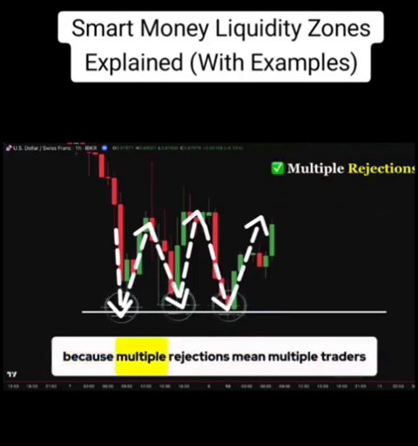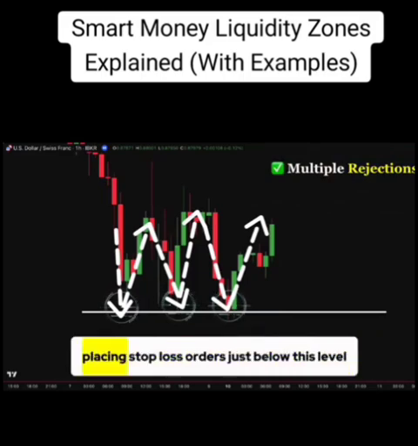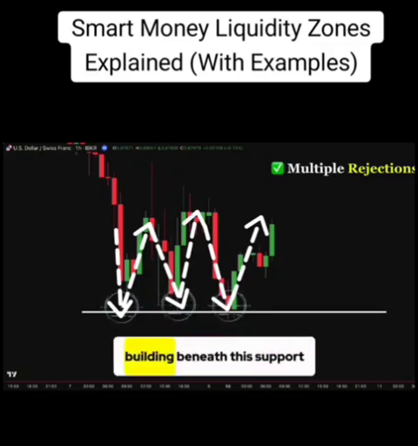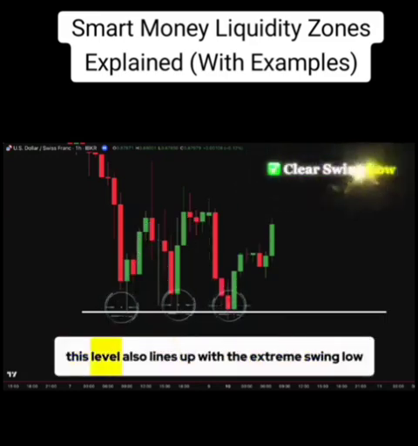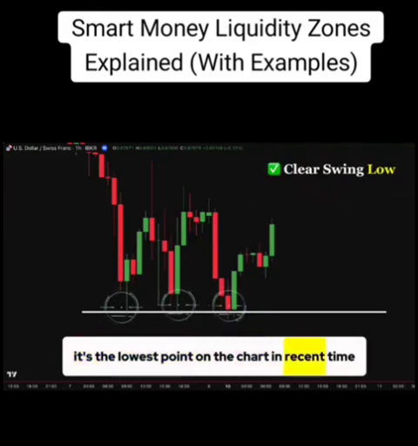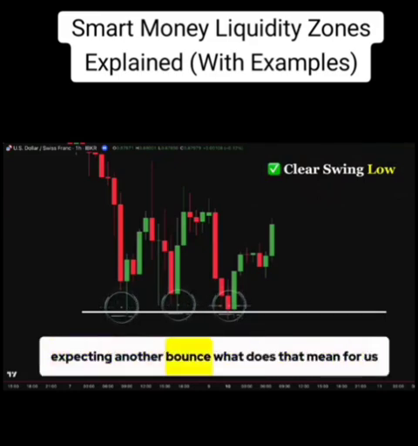Why? Because multiple rejections mean multiple traders placing stop loss orders just below this level, and even limit buy orders stacking up around it. In other words, there's sell-side liquidity building beneath this support. Now let's add in the second trait. This level also lines up with the extreme swing low. It's the lowest point on the chart in recent time. That makes it even more attractive for retail buyers expecting another bounce.